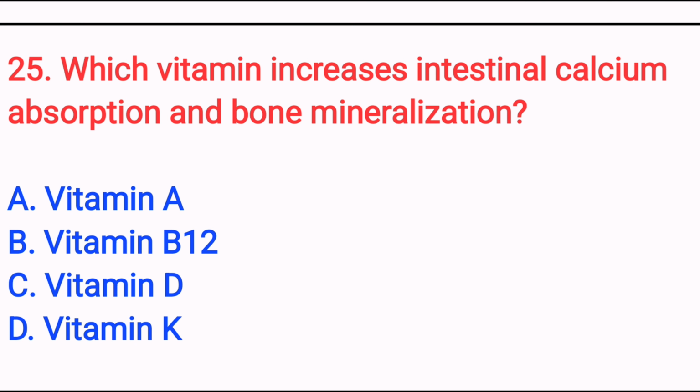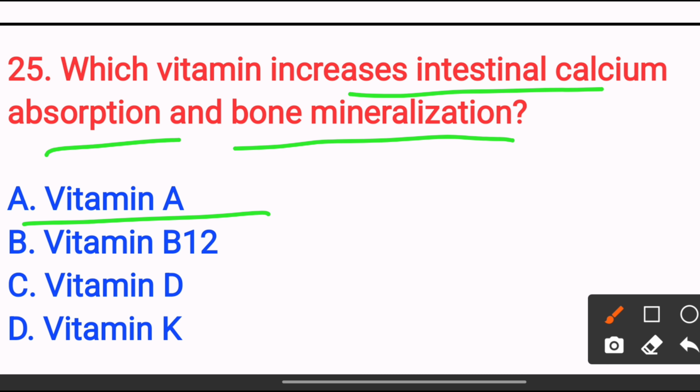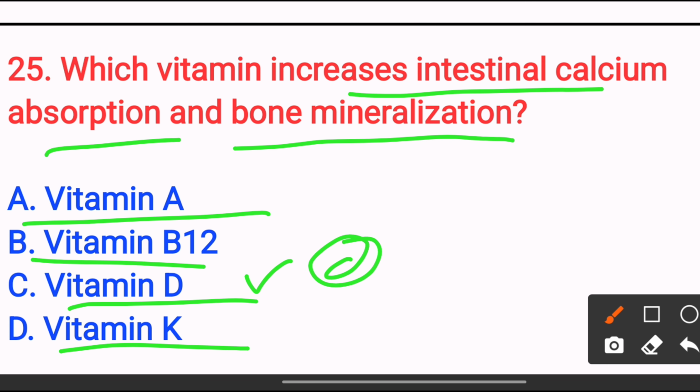Next, which vitamin increases the intestinal calcium absorption and bone mineralization? Option A, vitamin A. Option B, vitamin B12. Option C, vitamin D. Option D, vitamin K. The answer is option C, vitamin D, because vitamin D enhances the calcium absorption from the intestine and plays a key role in maintaining bone mineralization.